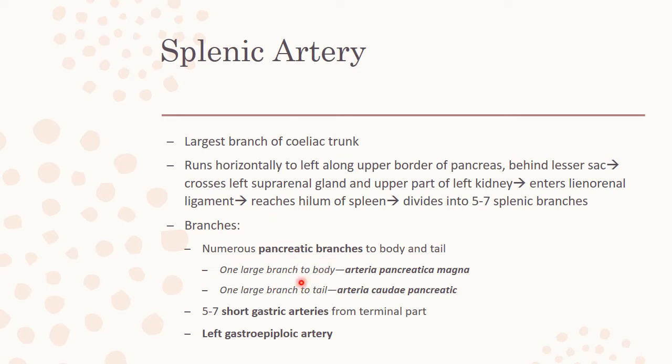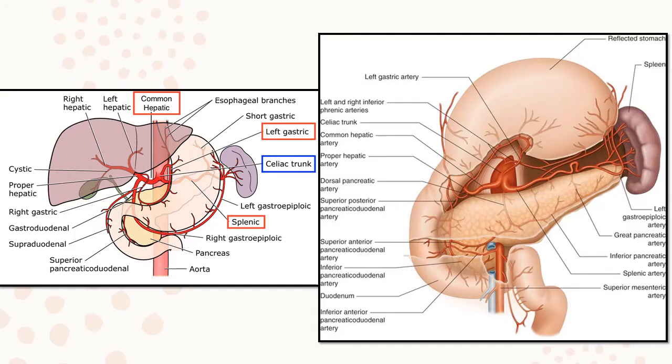We have numerous pancreatic branches which arise from the splenic artery. The largest branch of these is known as the arteria pancreatica magna, which is a very large branch arising from the splenic artery and supplies the body of the pancreas. And we also have an arteria chordae pancreatica, which is supplying the tail of the pancreas. We have 5 to 7 short gastric arteries which arise from the terminal part of the splenic artery, and we also have a left gastroepiploic artery which is anastomosing with the right gastroepiploic.